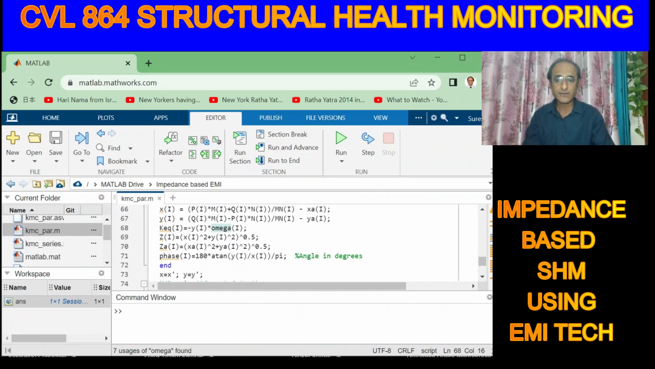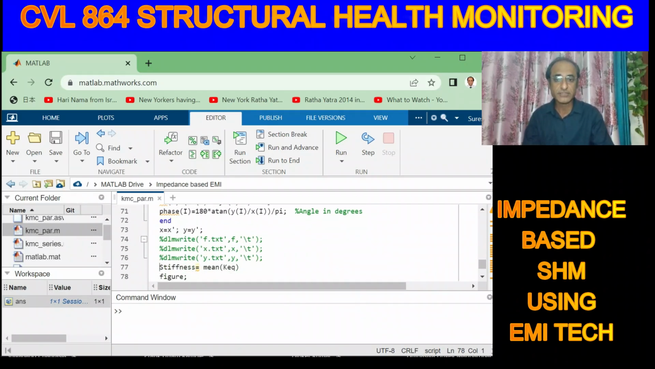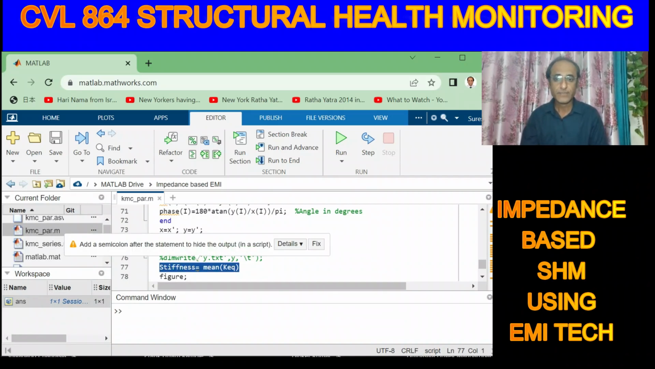After the calculation of X and Y, I am just highlighting this portion. The program is now calculating the equivalent stiffness from the Y function. Just now I had shown you, if you plot Y versus the inverse of the frequency, that gives us the slope, which gives us the equivalent stiffness. So this is what is there, and then it calculates the average value. First it calculates at all points, then it calculates the average value here. If we run the program, we get the answer.